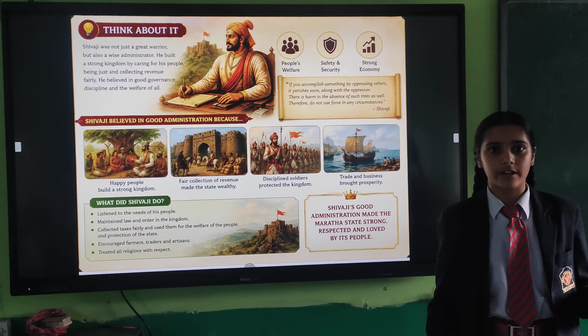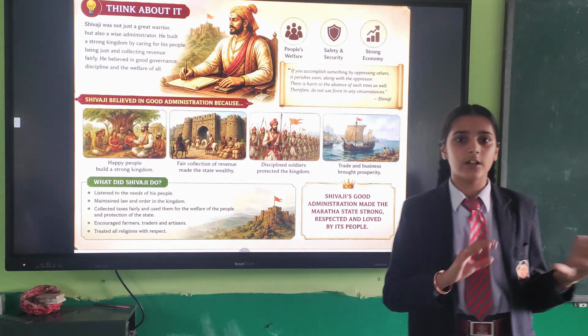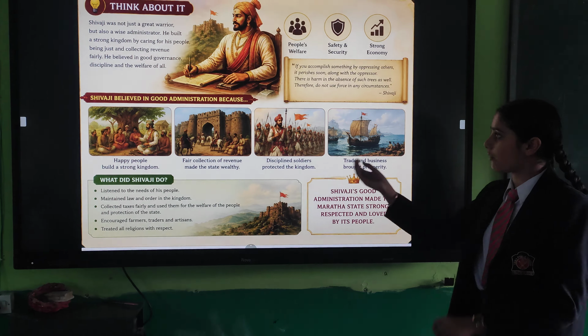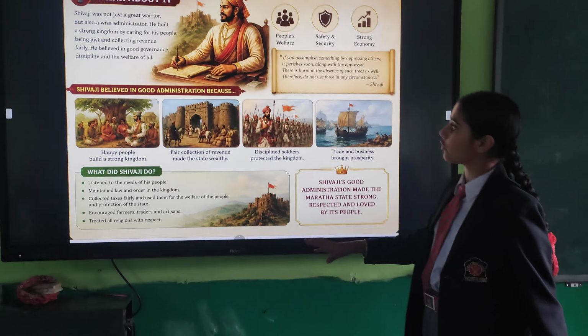In this, we can see what Shivaji did. He listened to the needs of the people. He always listened to what people needed and what they wanted. He maintained law and order in the kingdom. Here we have also shown how good administration works. When people are happy, they build a strong kingdom, and when fair revenue collection was made, a strong kingdom was built. We need disciplined soldiers to protect the kingdom.